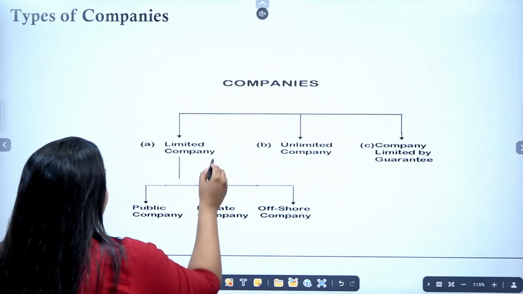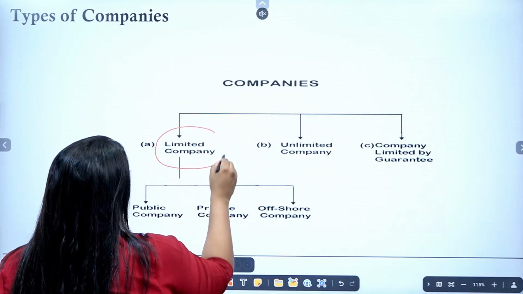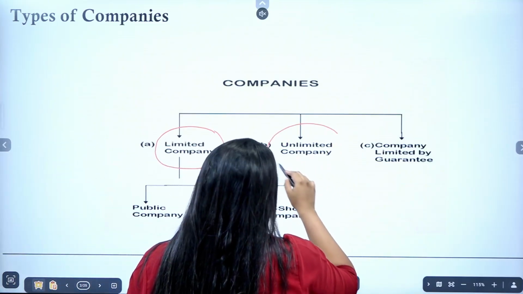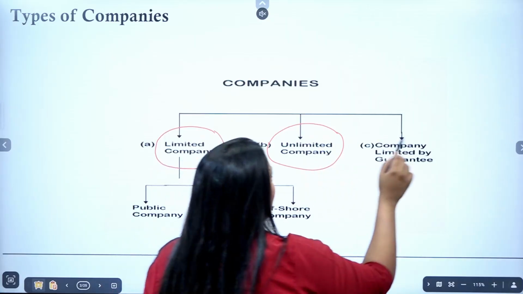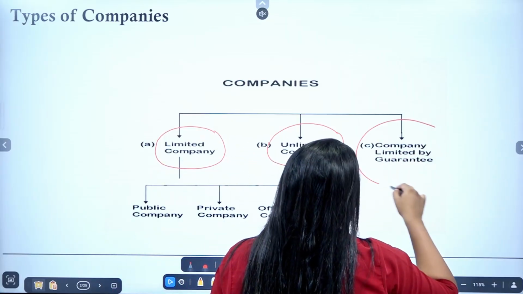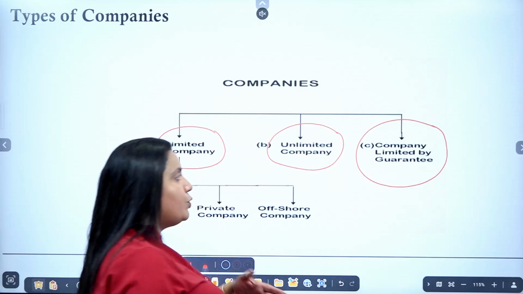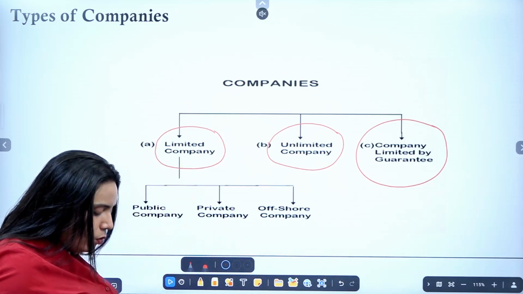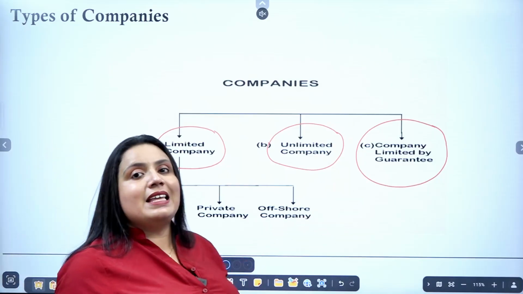So there are, of course, limited companies, the most famous type. We also have unlimited companies, which is extremely unfamous, and also we have companies limited by guarantee, especially when it comes to charity organizations or not-for-profit organizations. We can go for a company limited by guarantee.